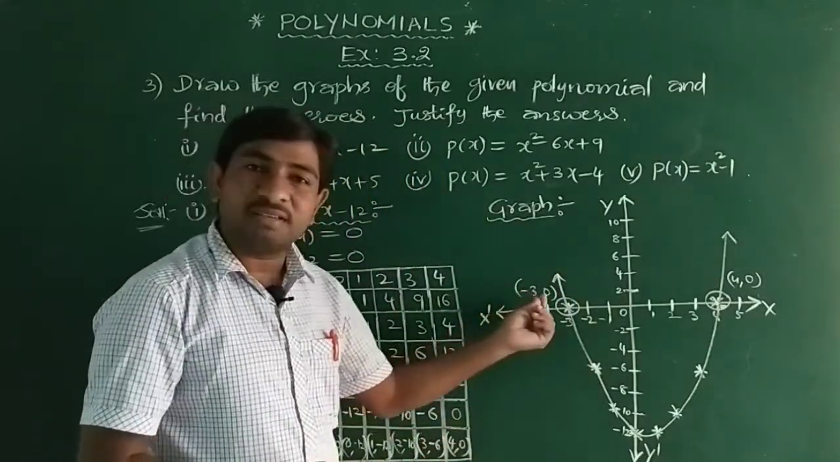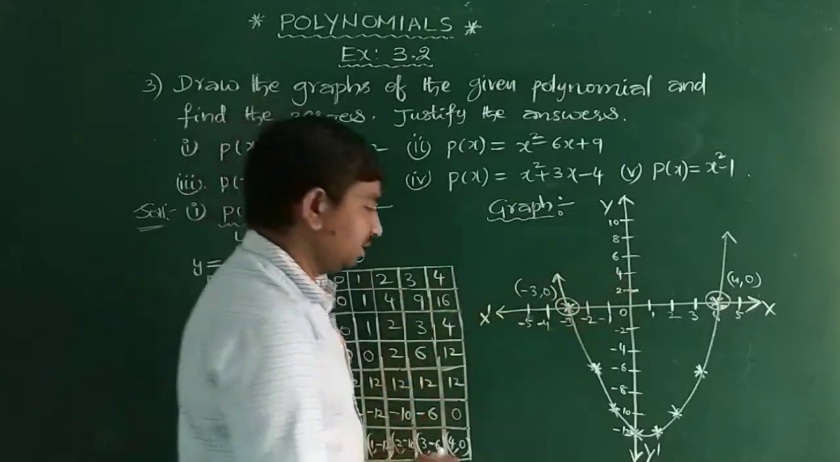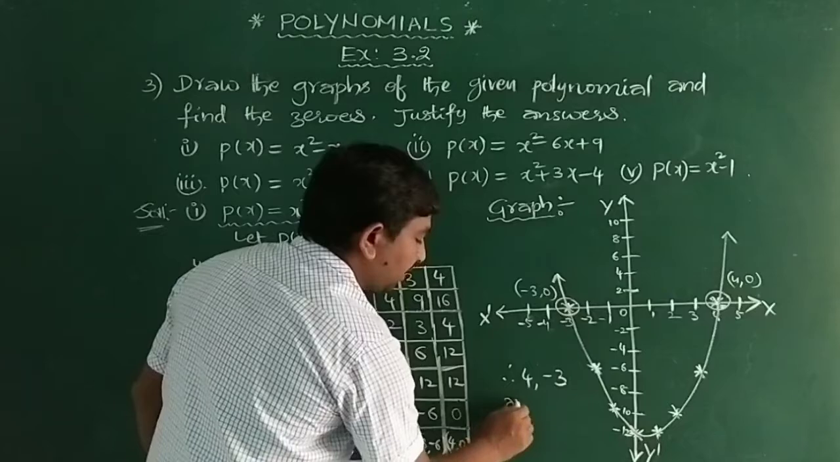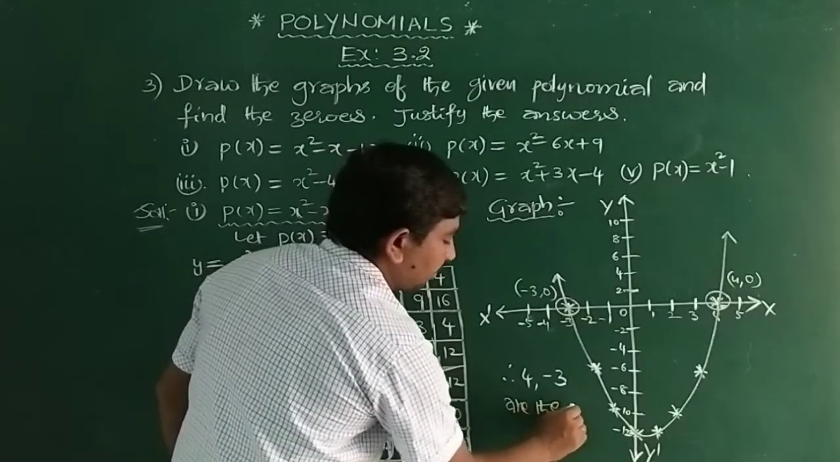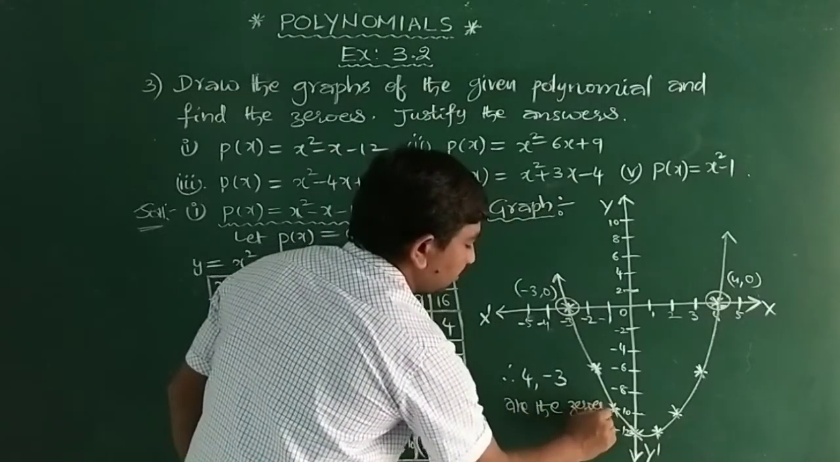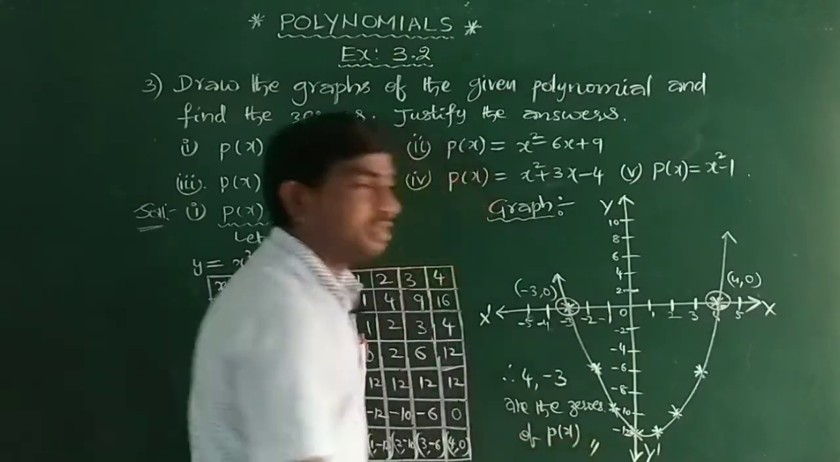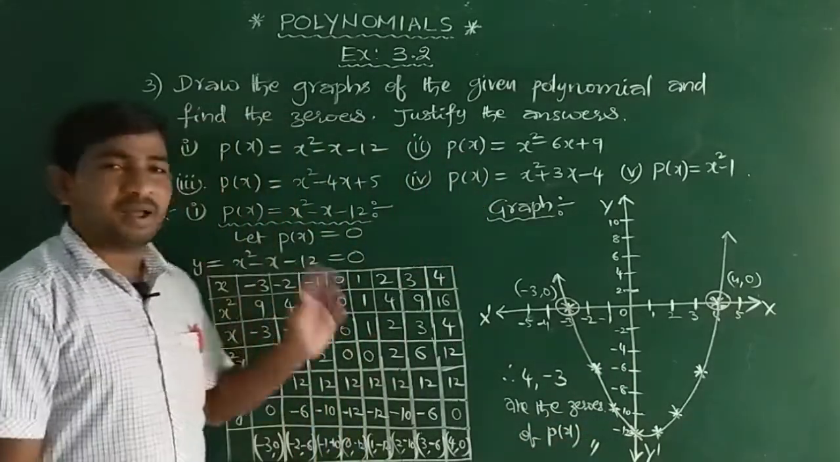So what are the x values here? 4, -3. Therefore 4 and -3 are the zeros of p(x). Okay. So this is the solution for the first problem.